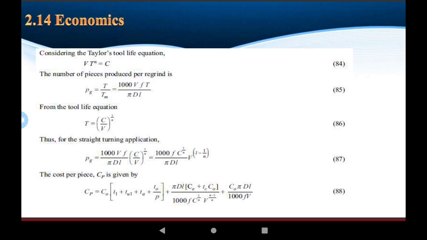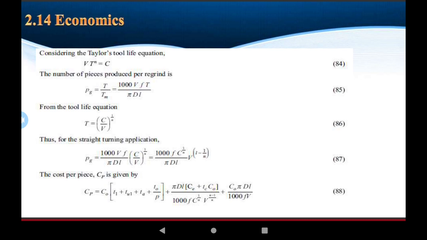Also, to simplify this formula, 1000 f, C to the power 1/n. This is the multiplication of this function, C to the power 1/n upon pi d L into V to the power 1 minus 1/n. This is the factor to also simplify the cost of production, P, as given.